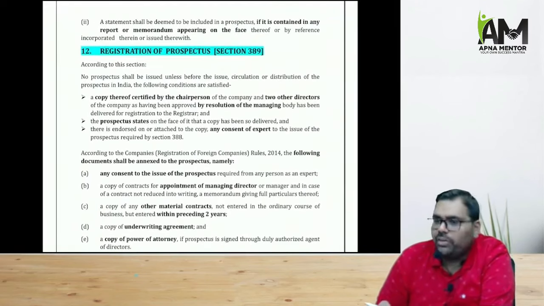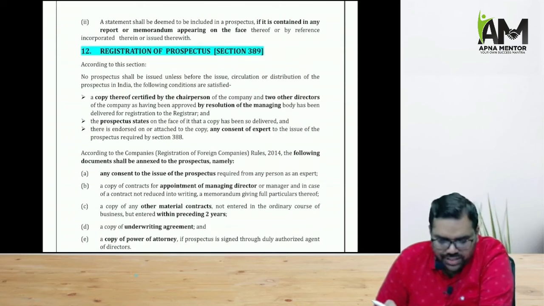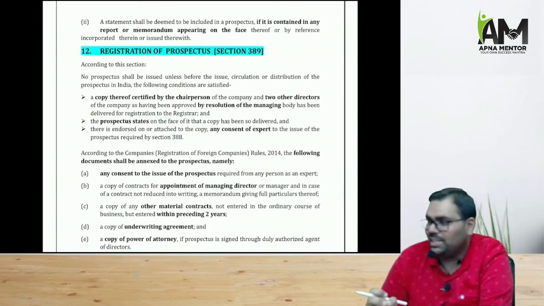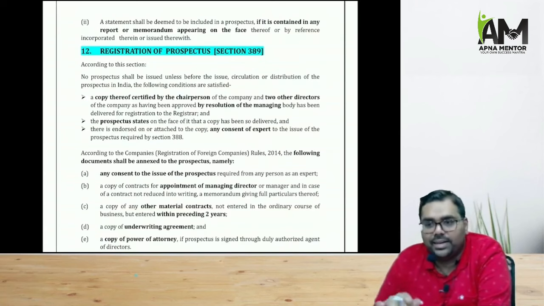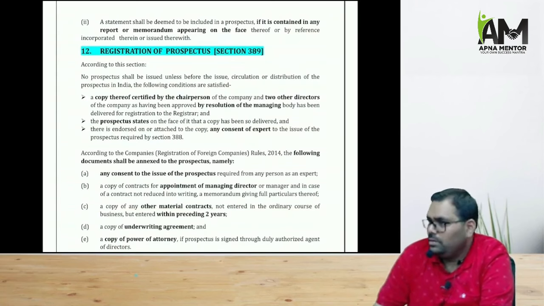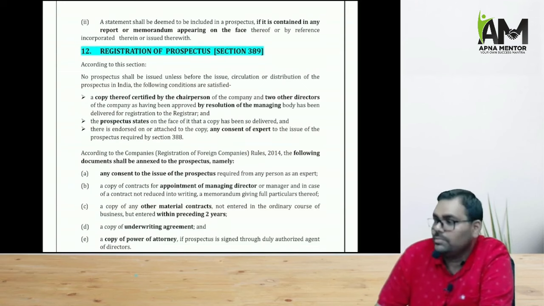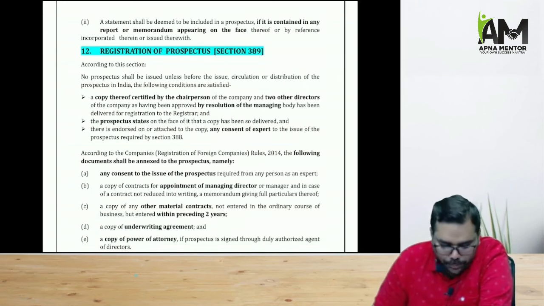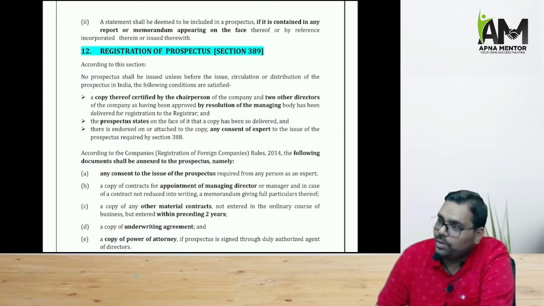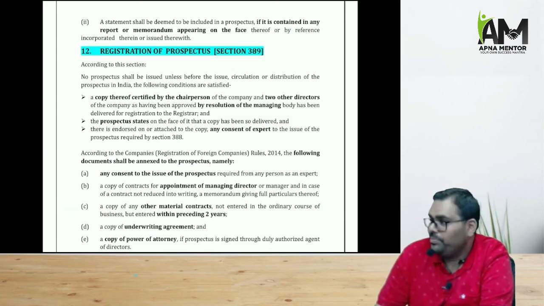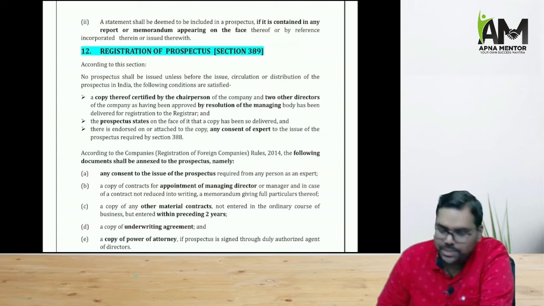Now, there was a requirement of section 387 that a prospectus can be issued only when it is registered with the ROC, it is properly dated, it is properly signed. There was the requirement. But now section 389 says that no prospectus will be issued unless it is properly registered. And when will the prospectus be properly registered? When will we treat that, okay, the prospectus has been registered with the ROC?